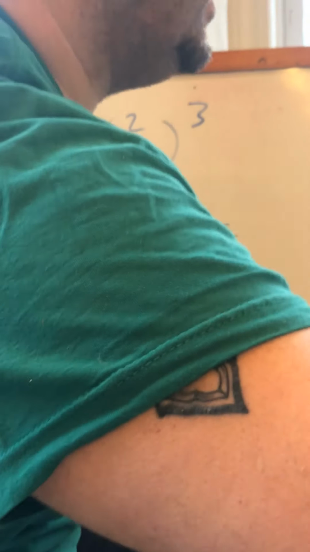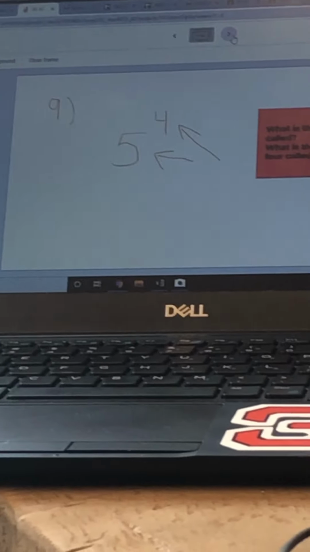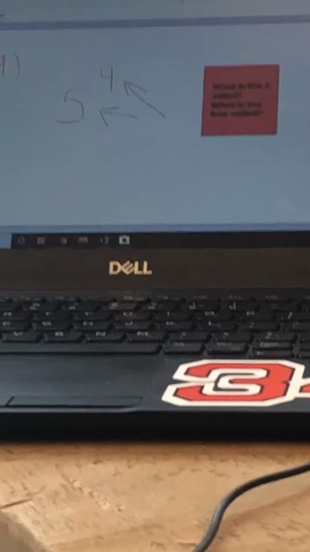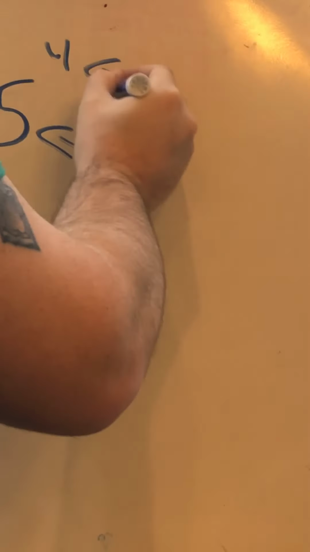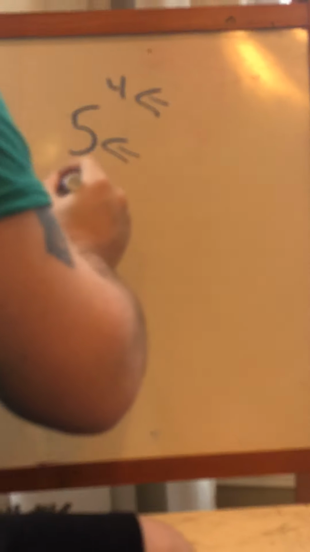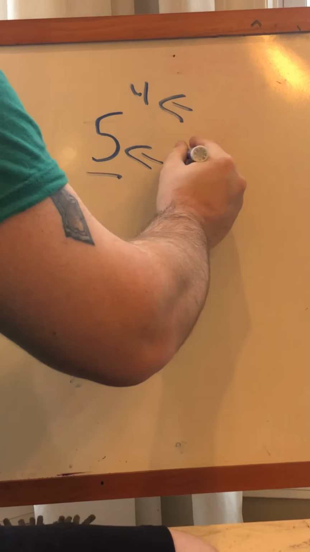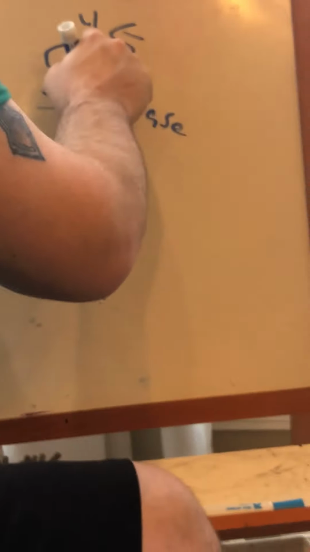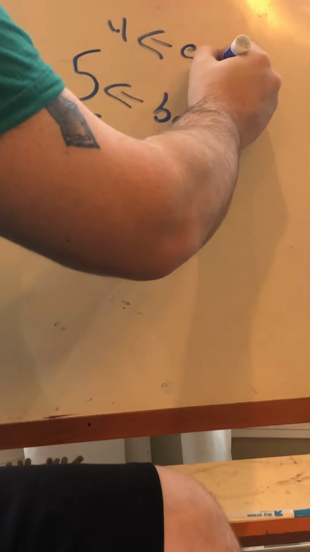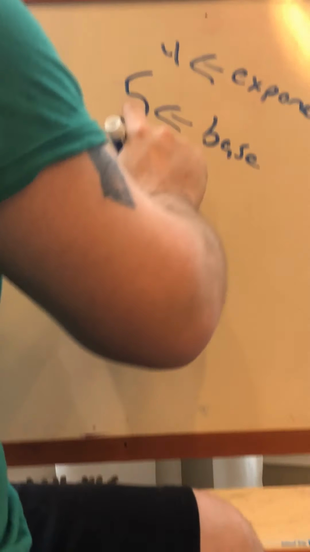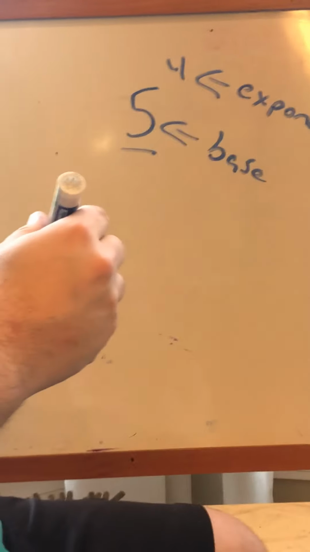All right, almost done. We've got 2 more questions here. Number 9. For this one, you have 5 to the 4th power. They want to know what is this part called? Hells, you know what this is called? Base. Yep, that's the base. Good. And what's this called? Exponent. Yep, that's the exponent. And you agree that is 5 to the 4th power. Good job.